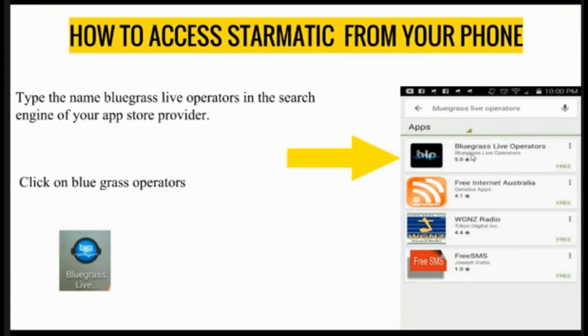So like I said, go to your app store, type in Bluegrass Live Operators. There may be 2 different icons that you may see. One has a dark black background with silver letters. That's the newest one. Or you may see the old picture. It's like a gray silver background that has Bluegrass Live on it. Either way, it's the same thing.